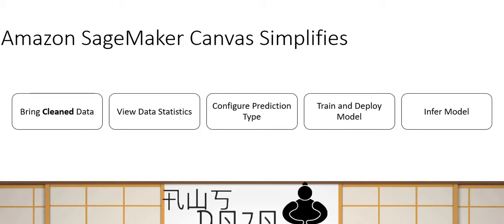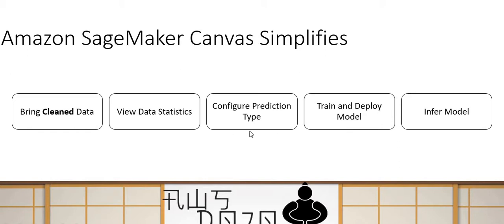So you can use services like AWS Glue DataBrew to clean your data and then bring it to the Canvas. So keep in mind, Canvas cannot clean your data. You have to bring clean data to the Canvas. Then you can see the statistics of the data to get some sense about the profile of the data, their statistics, their relationships, and those kinds of things.